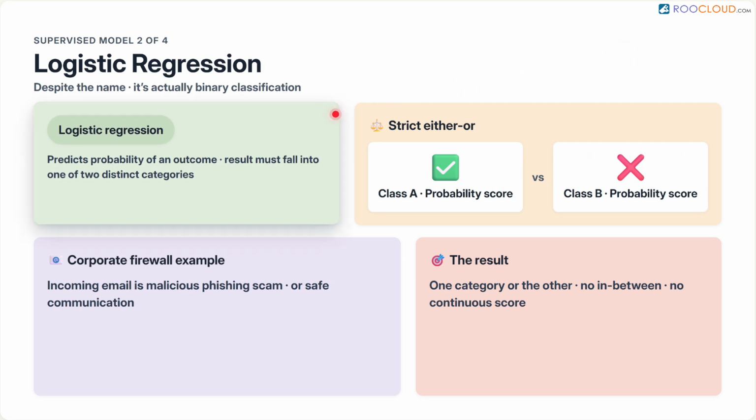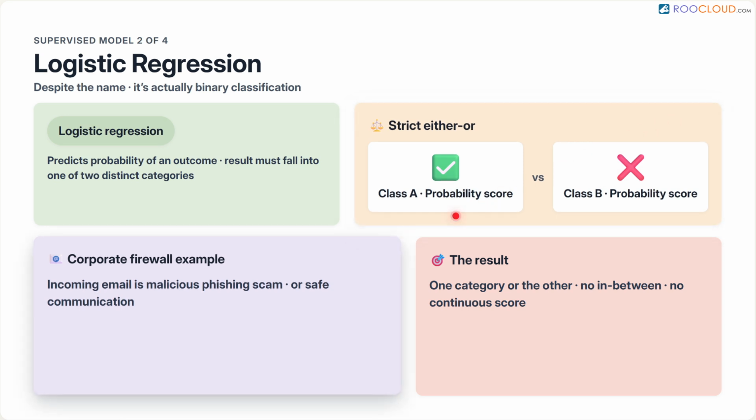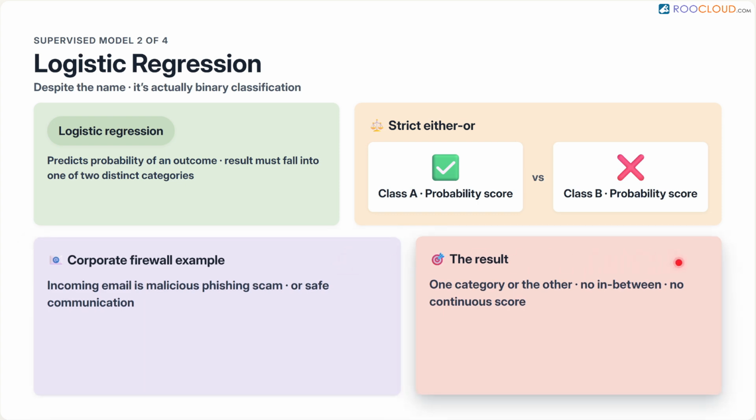Second is logistic regression. Do not let the name fool you. This is actually utilized for binary classification. It predicts the absolute probability of an outcome that must fall into one of 2 distinct categories. A real-world example is a corporate firewall, determining if an incoming email is a malicious phishing scam or a safe communication. It provides a strict either-or result.